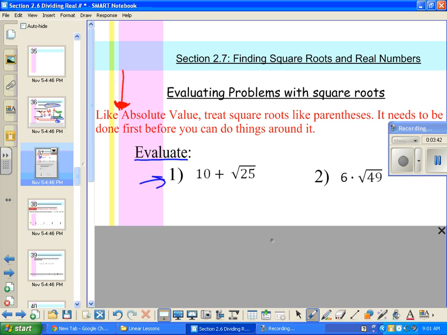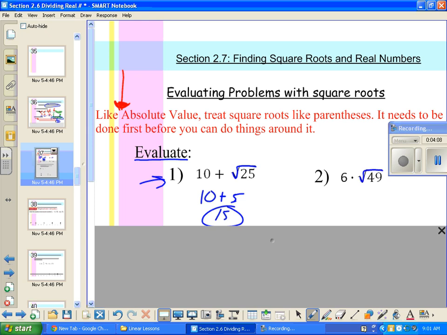So in this first problem right here, 10 plus square root of 25, the first thing I have to do is take the square root of 25 to make this problem work. I can't go on until I do that. So this one ends up being 10 plus, well, square root of 25 is 5. So 10 plus 5 gives me 15. But I have to take the square root before I can do anything else. It's kind of like parentheses where I have to take care of that, and then I can do the things around it.